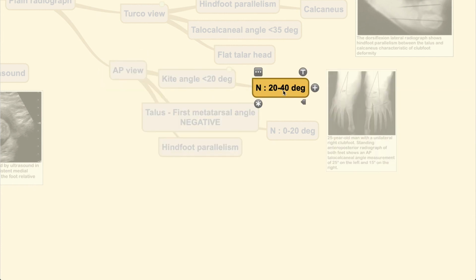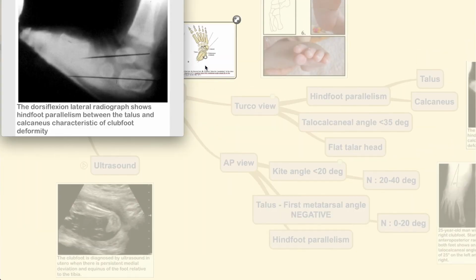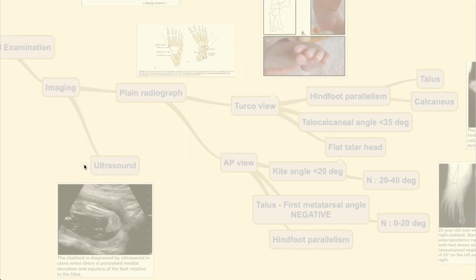Normally it is around 20 to 40, but because of the parallelism of the talus and calcaneus, the angle grows narrower into under 20 degrees. Next would be the degree of the talus and the first metatarsal going into negative, which is shown here in this picture earlier. Going outwards is positive and going inwards is negative, and therefore in CTEV there is a negative angle. Okay, next is ultrasound.